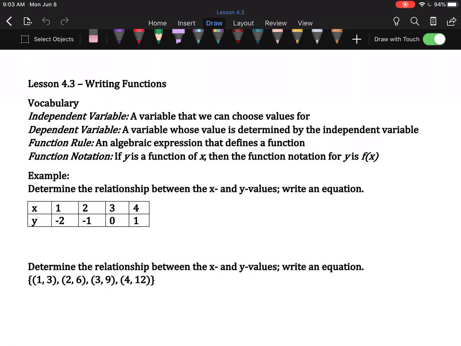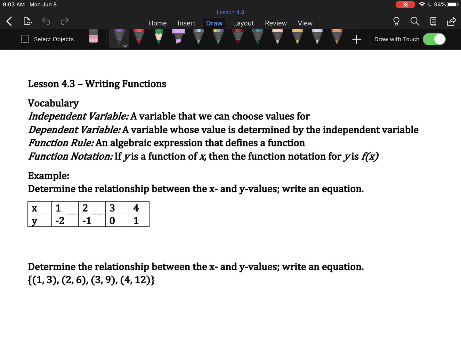Determine the relationship between the x and y values, write an equation. I'm doing that because you've done this before. So, how does x become y? How does 1 become negative 2, 2 become negative 1, 3 become 0, and 4 become 1? Because whatever rule we find has to work for every ordered pair we're given.